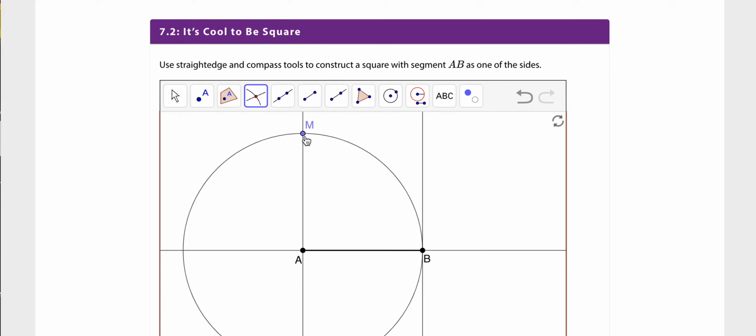So now I've found the 3rd point on my square. Well, to find the 4th point, I can do the same thing from point M, make another circle of the same size, or I can do the same thing from point B.